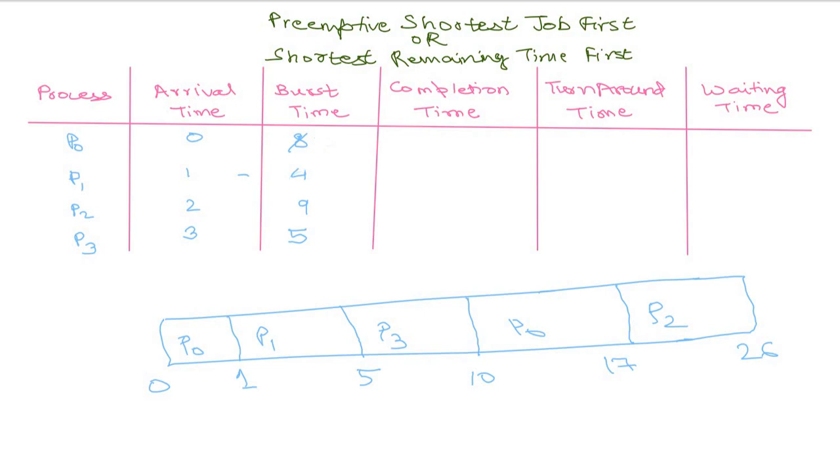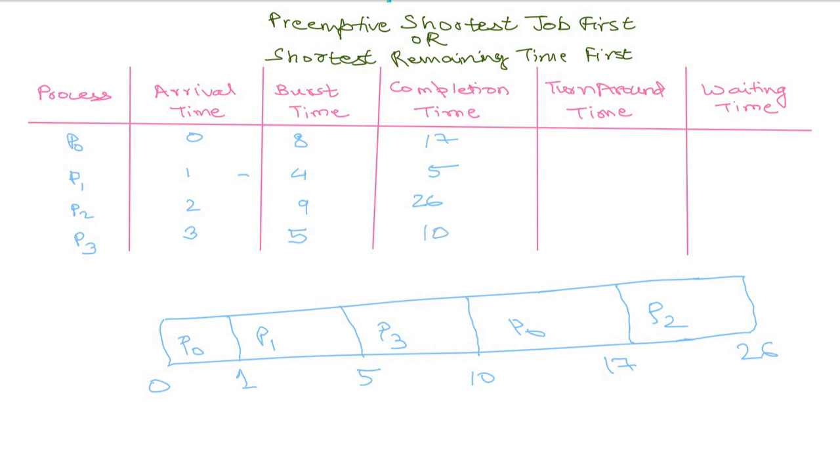Now let's compare the completion times of all of these processes. First of all, what is the completion time for P0? We saw that it got completed at time t equal to 17. Then P1 gets completed at 5, P2 gets completed at 26, and P3 gets completed at 10.